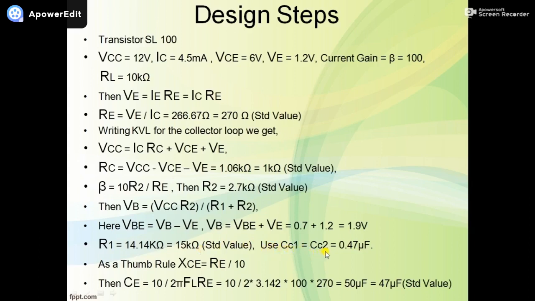And here consider CC1 and CC2 is equal to 0.47 microfarad, and according to the thumb rule the XC is equal to RE by 10. From this thumb rule our aim is to calculate the emitter bypass capacitor. Then CE is equal to 10 divided by 2 pi FL into RE. Consider the lower cutoff frequency is 100 Hertz. Put all the values in the CE equation. After calculation we are getting 47 microfarad standard value.